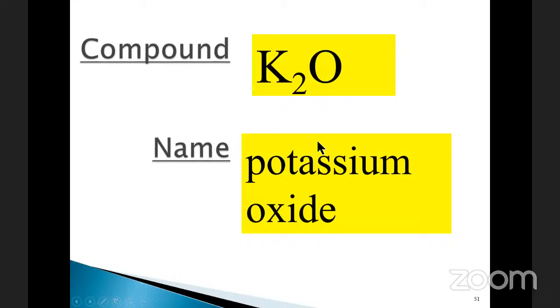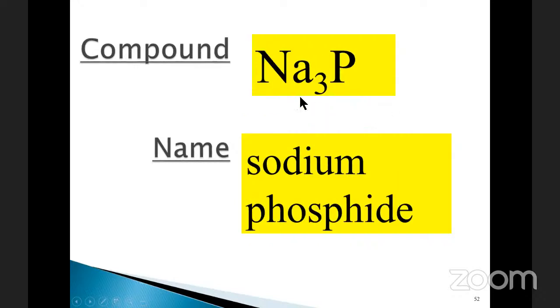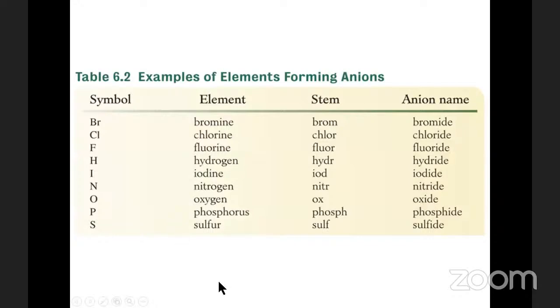Here's another example, K2O. The first part would be potassium, which is the name of the metal. Then the second part would be the stem of the oxygen name, followed by IDE. So the name of this compound is potassium oxide. Here's another example, Na3P. The first part is the metal name, which is sodium. Then the second part starts off with the stem of the phosphorus name, followed by IDE. So therefore, the name of this compound is sodium phosphide. Okay, so those are the examples.